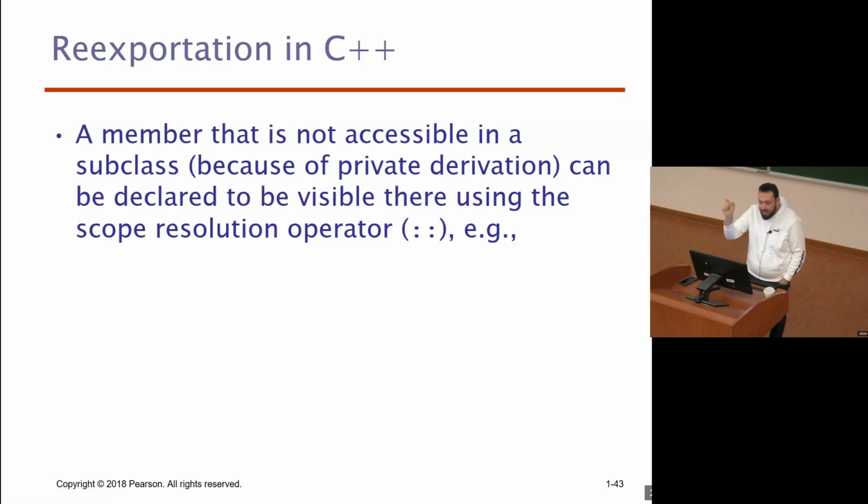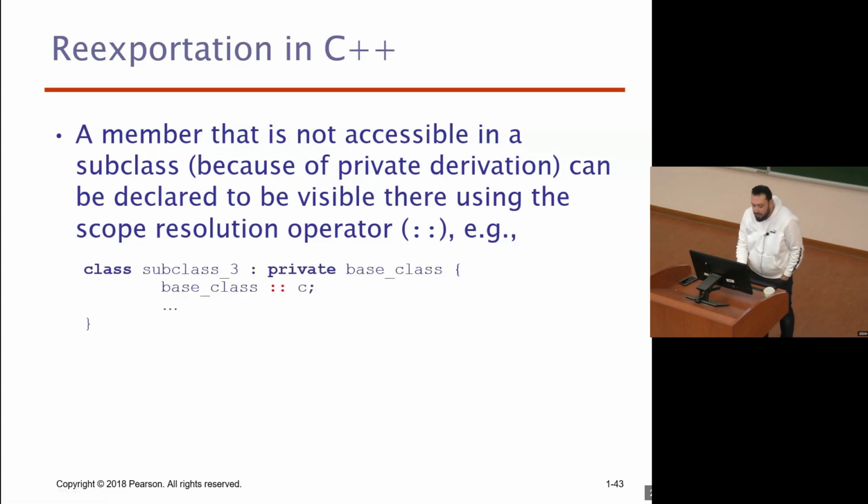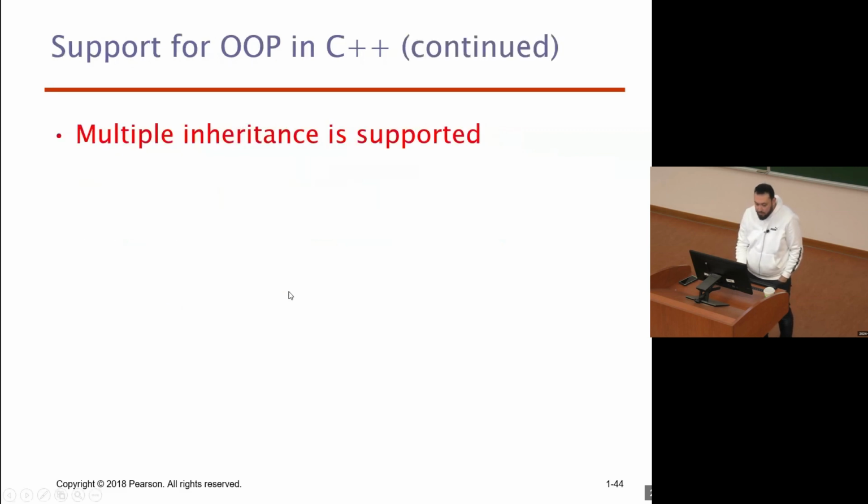Ambiguity, for example. If you want to have multiple inheritance, you can use them actually to solve this. So a member that is not accessible in a subclass because of private derivation can be declared to be visible there using this. So this also can be used if you have something as private, you can call it and force it to come. So like this, for example. Even if this is private, you can do this, you'll be able to use it.